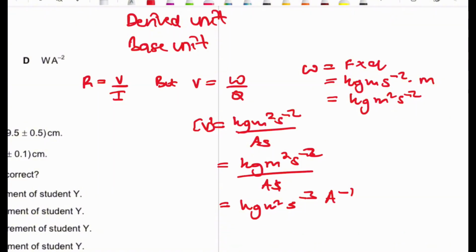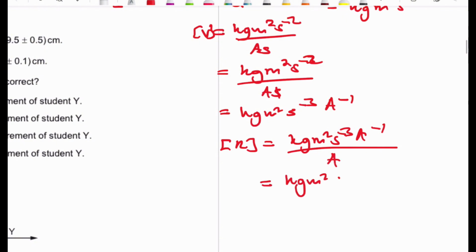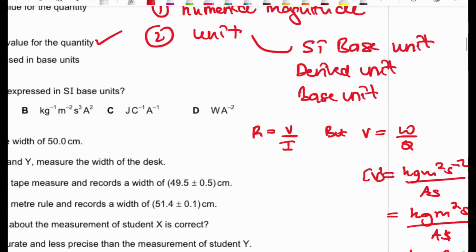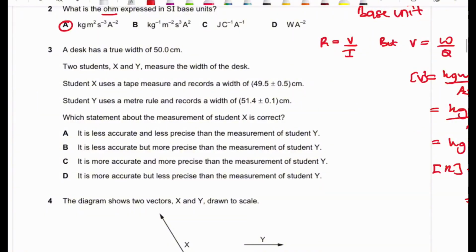But if you have those units for voltage, the units of resistance would just be those units, kg m squared s to the power of -3 A to the power of -1, divided by A. So that gives us kg m squared s to the power of -3 A to the power of -2. So the correct answer is A. Okay, move on to number 3.